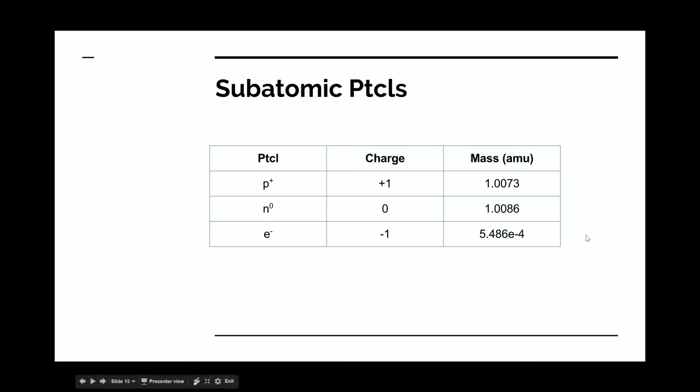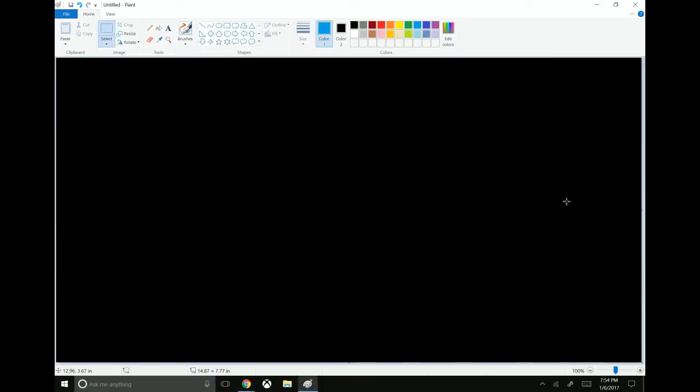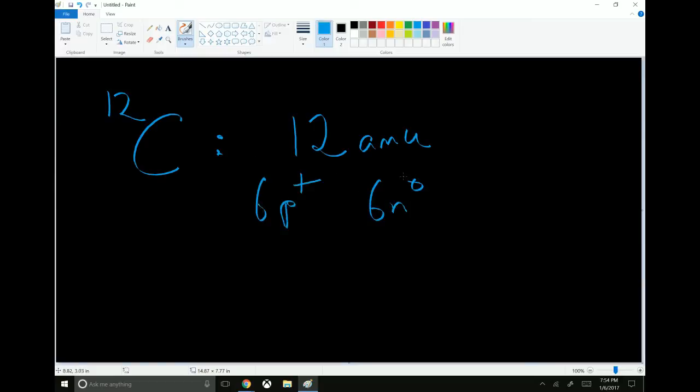So we usually don't talk about it in terms of mass. But the other two aren't exactly one for a different reason. Specifically, partly, it's because the atomic mass unit is defined with respect to carbon-12, so that it has a mass of exactly 12 atomic mass units. Carbon-12 has 6 protons and 6 neutrons, so each of them has a mass of exactly 1 atomic mass unit.